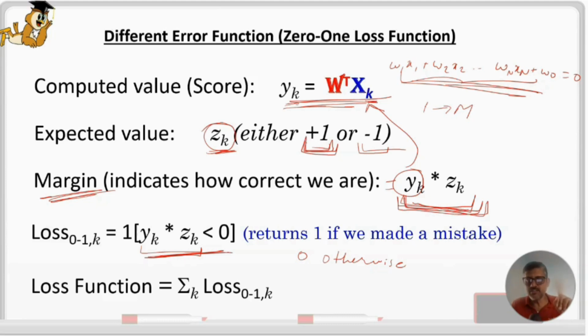the loss function has a value of 1, and the overall loss function is simply the summation of the individual losses over the set of training points. K goes from 1 to m, where m is the total size of your training data. Now what this just says is the loss function is basically the count of training points on which you made a mistake. It's as simple as that.